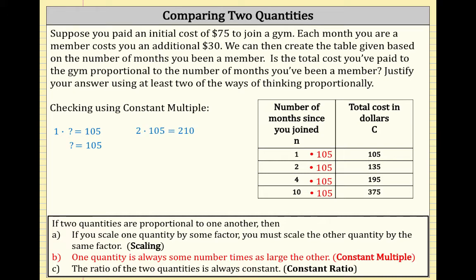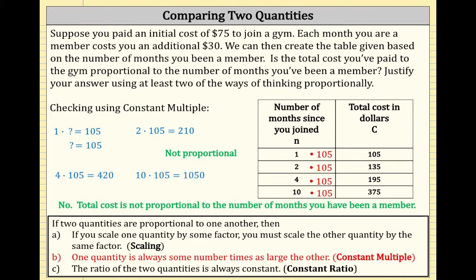If I take 2 times 105, I get 210. If I take 4 times 105, I get 420. And if I take 10 times 105, I get 1050. In none of these cases do these numbers agree with what's in the table. Therefore, again, the relationship is not proportional. So what we have verified is that the relationship between the number of months you joined and the total cost in dollars is not proportional. So no, total cost is not proportional to the number of months you have been a member.